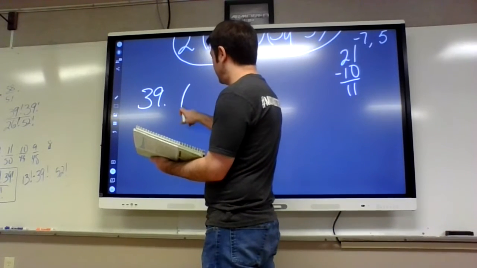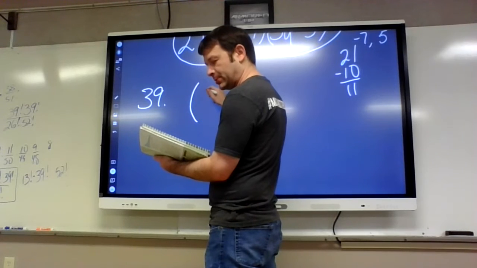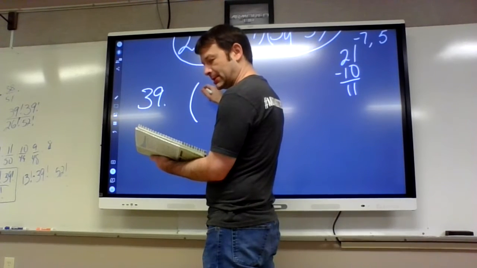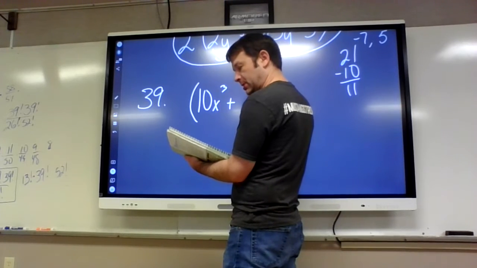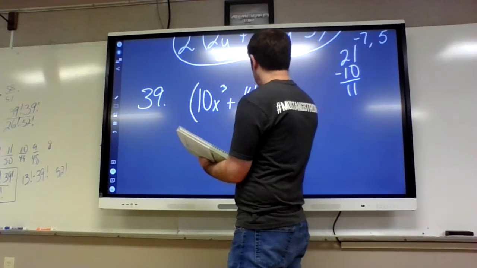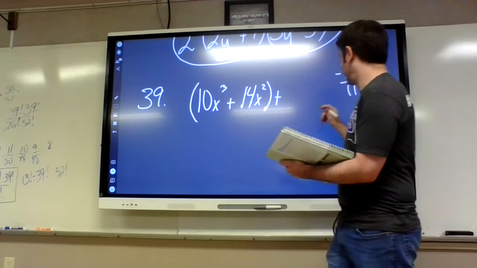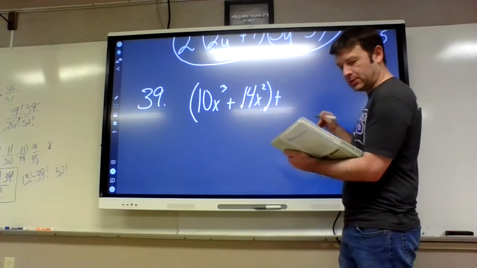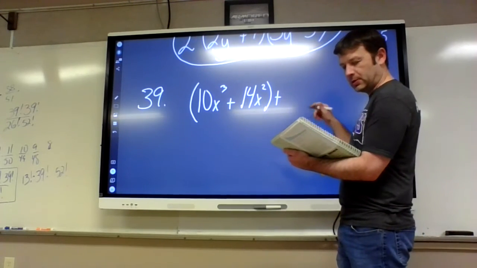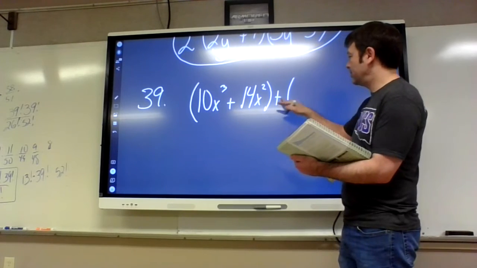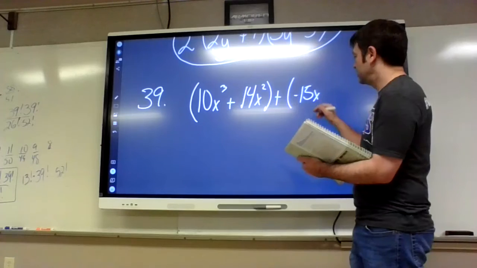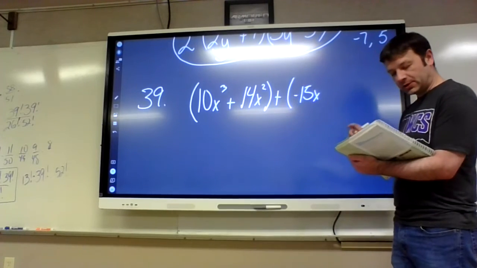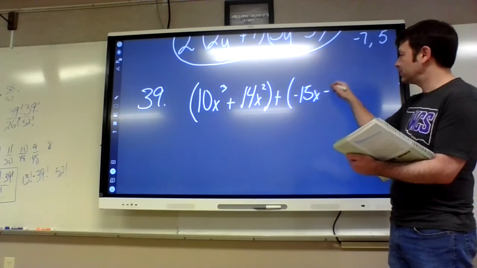It's because when you do grouping, you're supposed to group the first 2 into parentheses and group the last 2. So 10x cubed is in the first group, and then in the last group, negative 50. Okay, I just put a plus in there, and I'll put the minus 15 in the parentheses. Minus 15x minus 21.